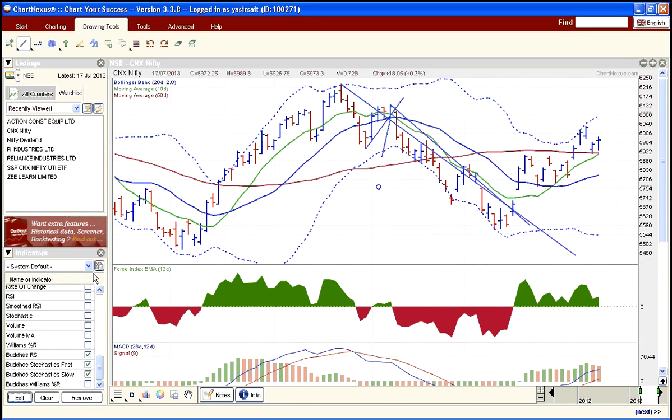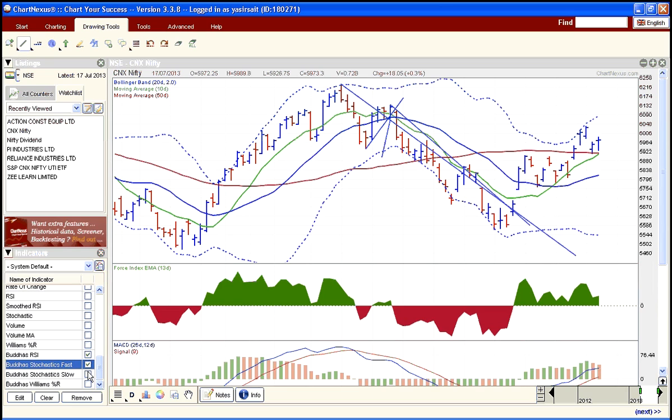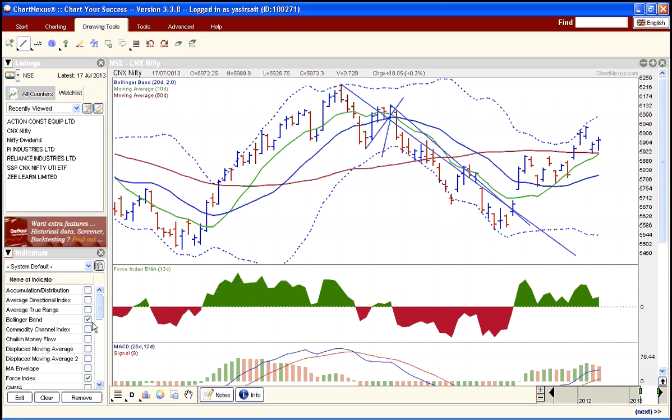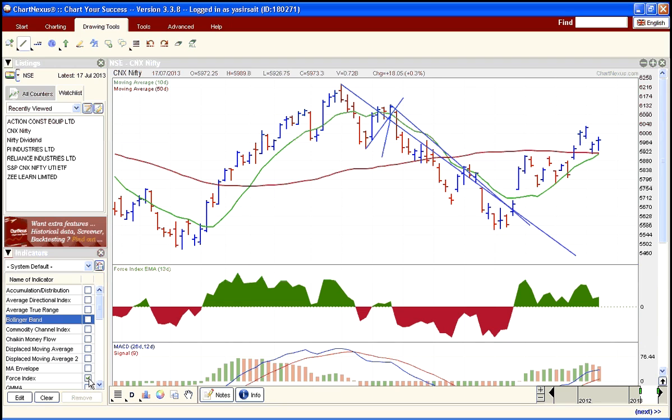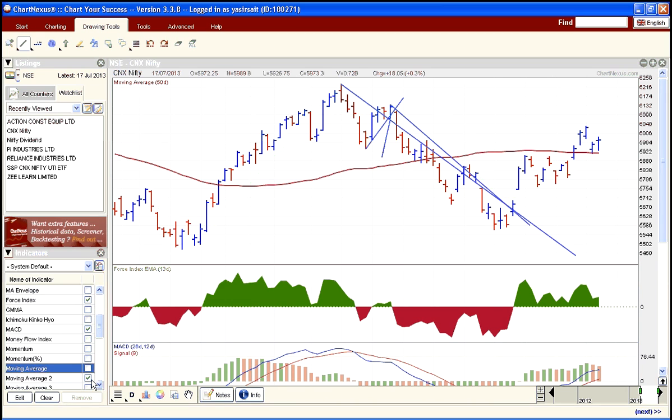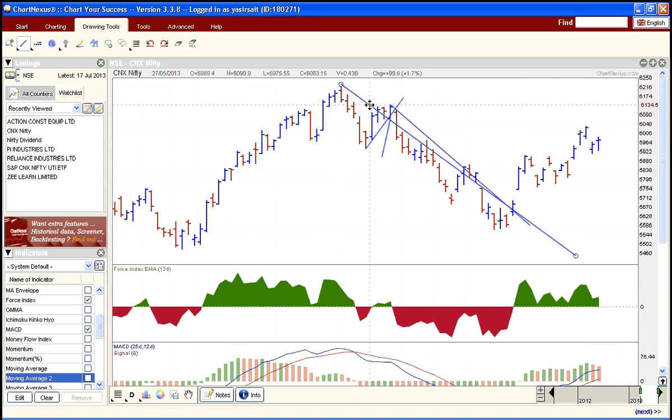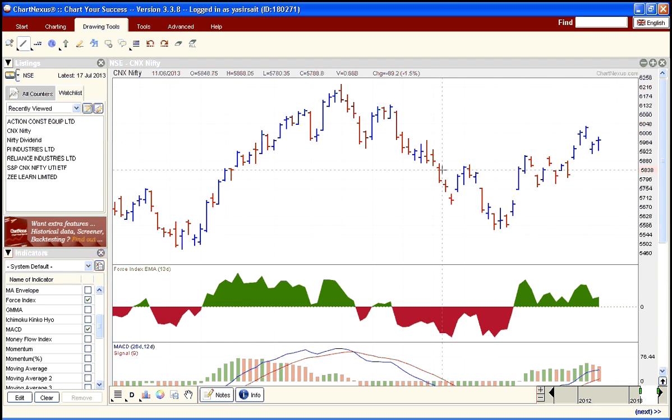Let me just remove these indicators. I have removed the Bollinger Bands and removed the moving average. Okay, that makes it clearer, and it's very easy to remove these lines as well, which we have drawn. Just select the lines and hit the delete button. Okay, now that is cleared off, I will draw a new set of lines over here.